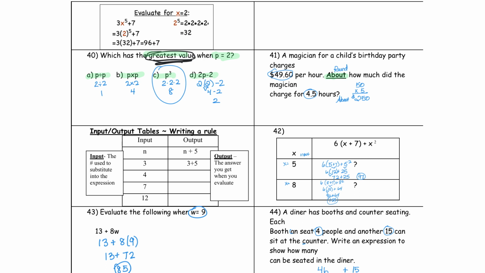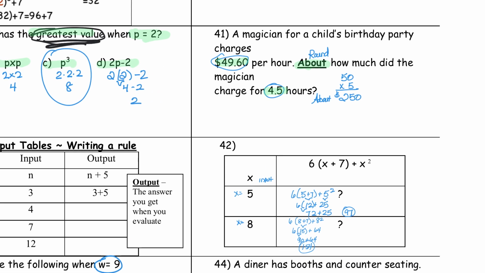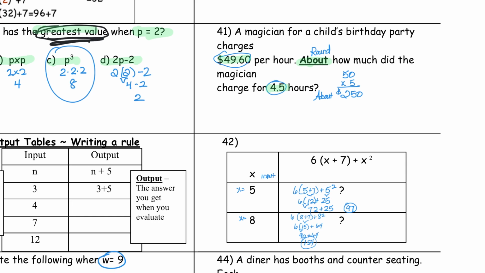So in this case, a magician for a child's birthday party charges $49.60 per hour. About how much did the magician charge for 4 5/10 hours or 4.5 hours? All you have to do is round each one. So the $49.60 rounded to 50, the 4.5 rounded to 5, and then you simply multiply. So the answer is about $250.